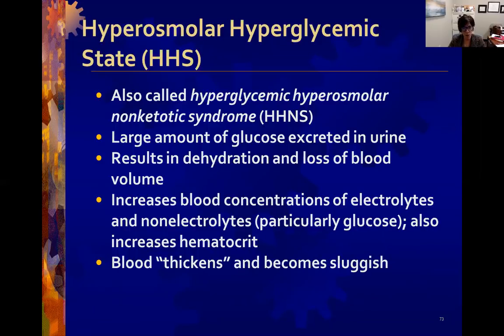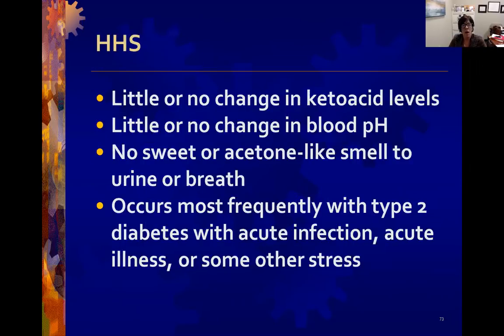So there's a large amount of glucose in the urine, and dehydration. They have a lot of glucose being spilled into the urine. It's creating an osmotic diuresis. It increases the blood concentration of electrolytes, particularly glucose. So the blood starts to get thicker and becomes sluggish because we've taken all the plasma away, all the fluid.